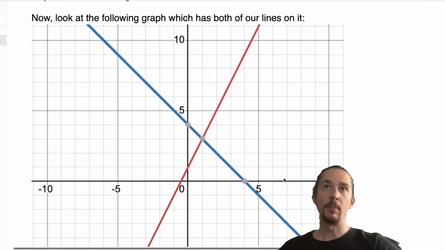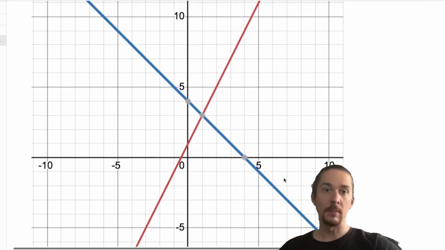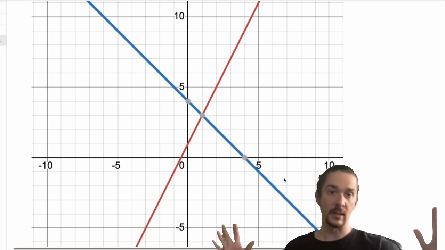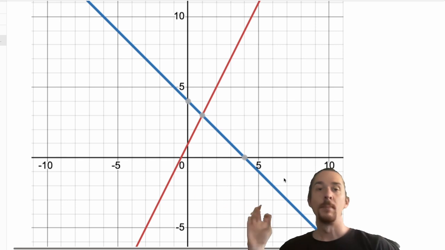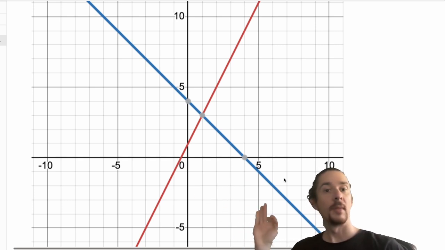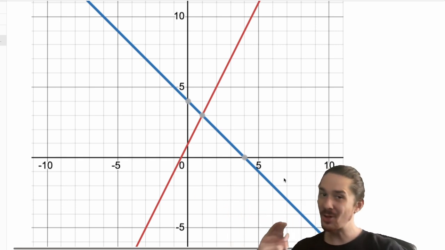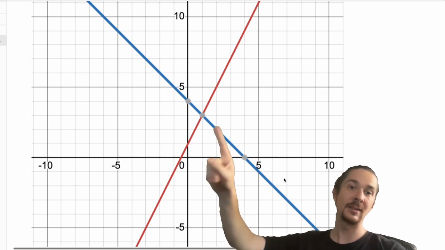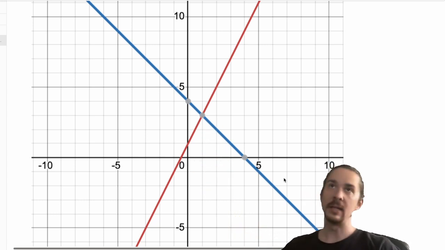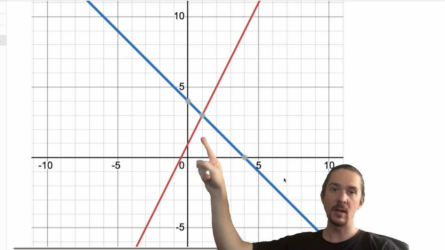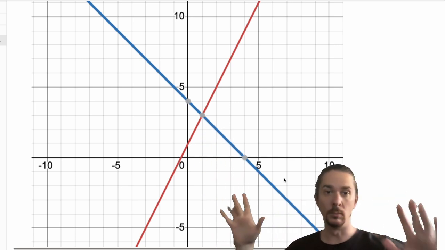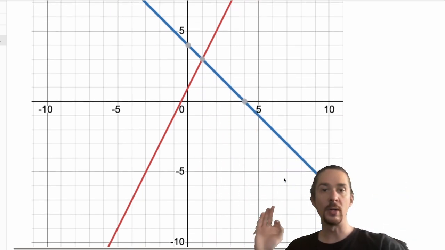Now I'm going to graph both of those on the same axes. They have different gradients. This one has a gradient of -1. This one has a gradient of 2. Because their gradients are not the same, they're not parallel, and because they're not parallel, they must intersect somewhere. We can see quite easily that this point of intersection is going to be at an x value of 1 and a y value of 3. Cool. These two lines intersect at the point 1, 3.